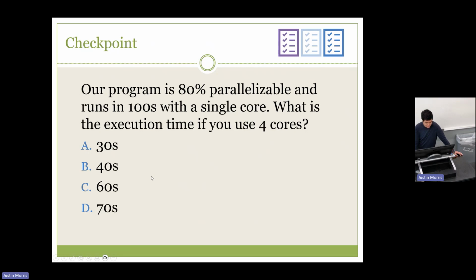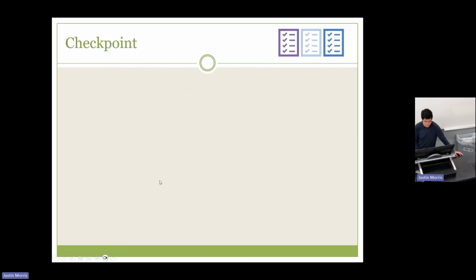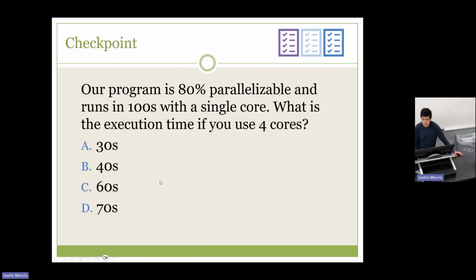I chose B, but I used the same equation as last time, except substituted 4 instead of 2. So if we go back to the same equation, same setup, because it's the same 80% parallelizable. So 80, and the n in this case, the amount of improvement, would be 4 because we have 4 cores. So all 4 of them can work at the same time. So 80 divided by 4 is 20. And then plus 20, it would be 40, which is B.